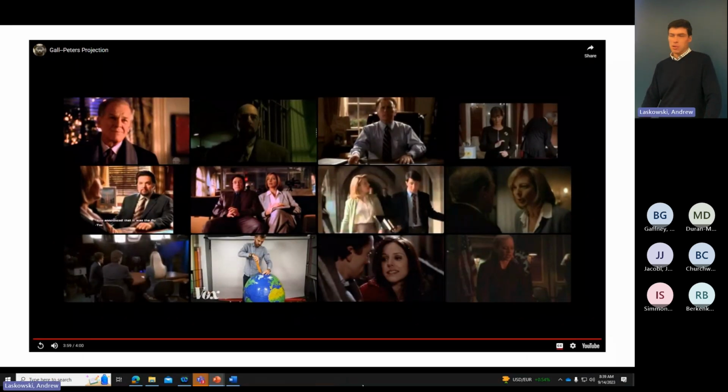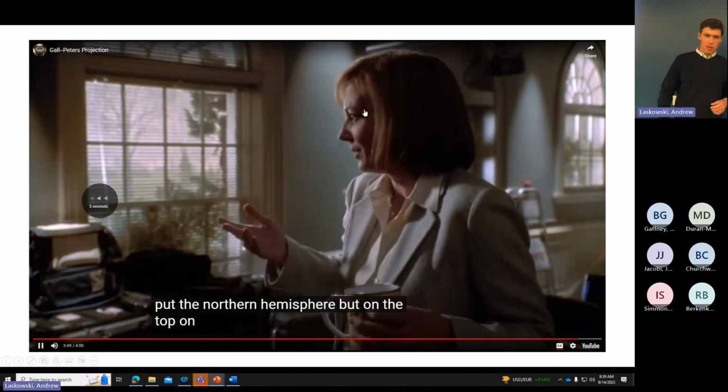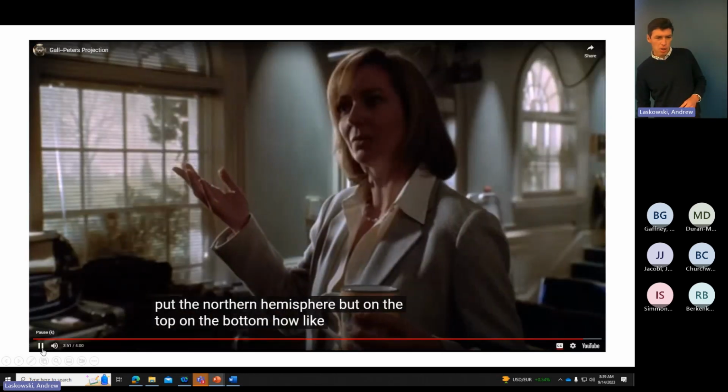So I think maybe you agree that this clip from popular culture does a good job at illustrating how these map conventions can affect the way that we interpret the world around us. And nothing against the Mercator projection.